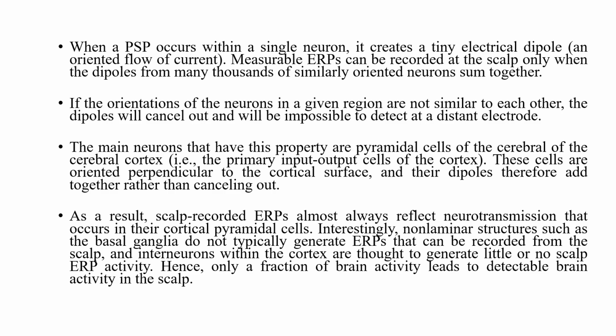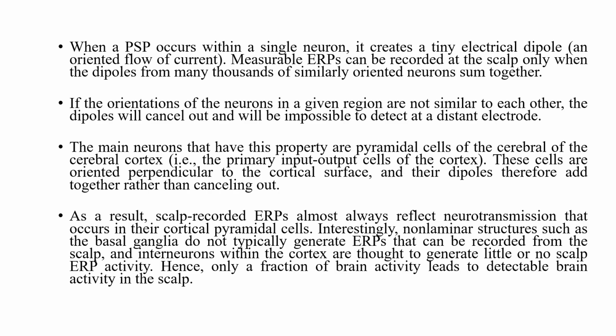Now, when a postsynaptic potential occurs within a single neuron, it creates a tiny electrical dipole and an oriented flow of current, and these measurable ERPs can be recorded at the scalp only when the dipoles from many thousands of similarly oriented neurons are summed together. If the orientations of the neurons in a given region are not similar to each other, then the dipoles will all cancel out and will be impossible to detect at a distant electrode.